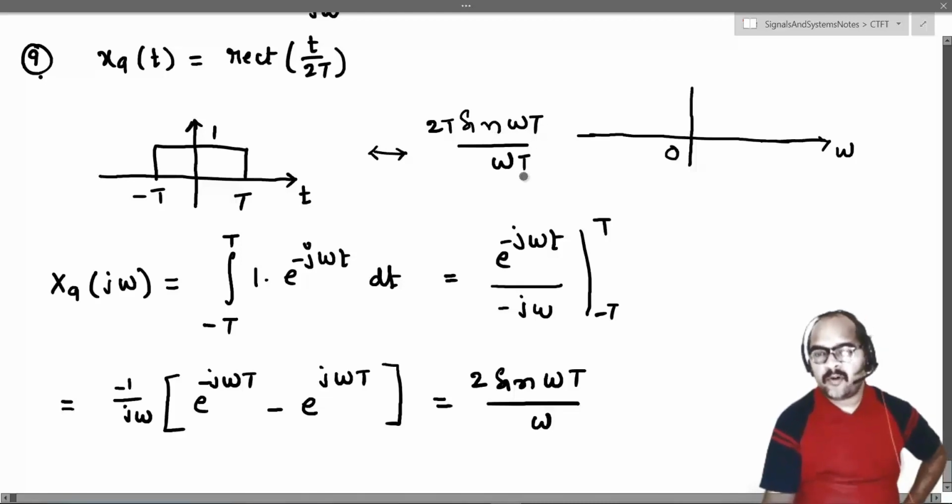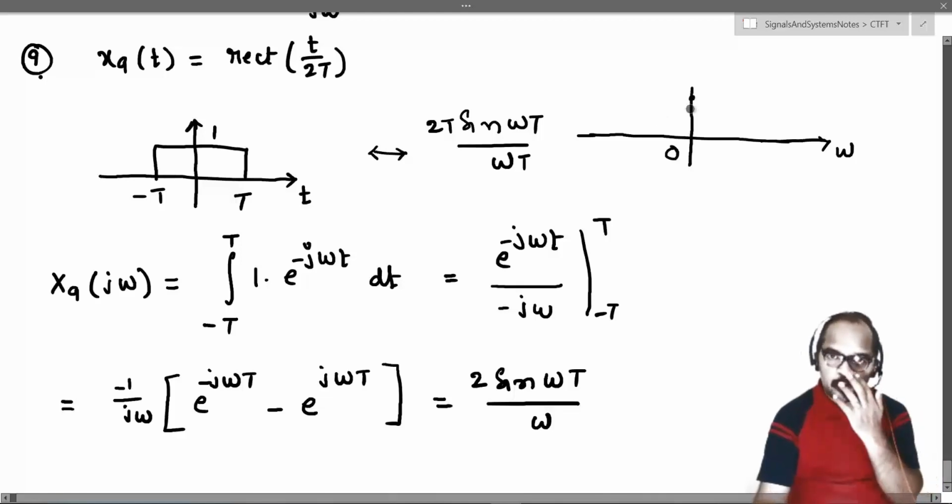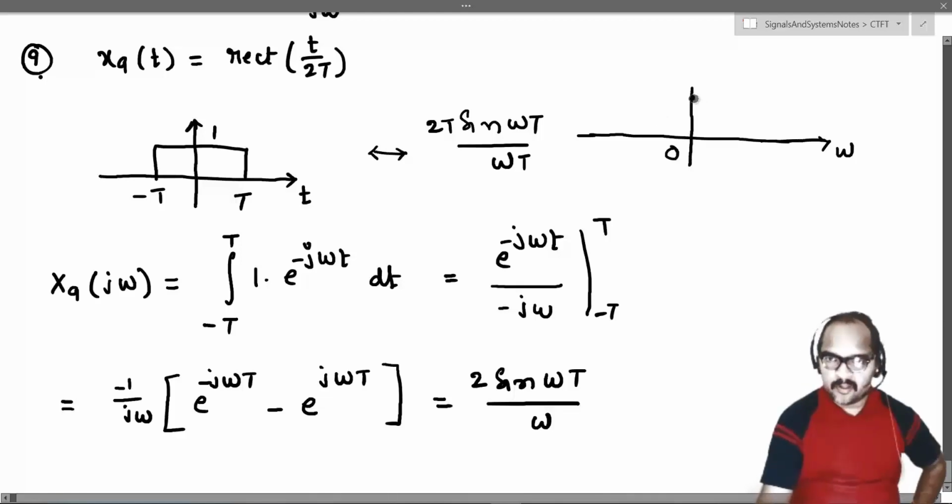Okay, so what happens when omega equals 0? This will be like a sine 0 by 0 form, and hence that should be 1. So the sine omega t by omega t would be 1 multiplied with 2t. So you will get 2t here. Next, what happens? This fellow will decrease and it will touch 0. So when will it touch 0 here?